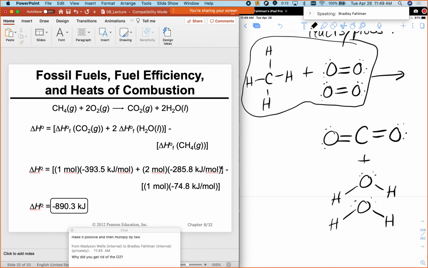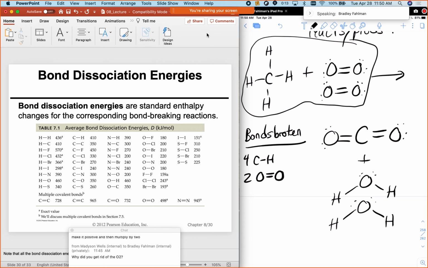So in other words, bonds broken: you're going to have 4 C-H bonds, and you're going to have 2 O=O double bonds that are broken. Does everybody see that? And then, from a table, you would just look at what those values are. So a C-H bond is 410, so that's going to be 4 moles times plus 410 kilojoules per mole.